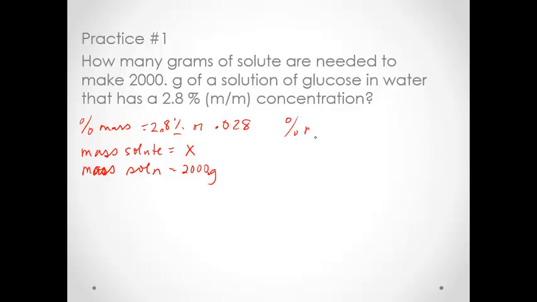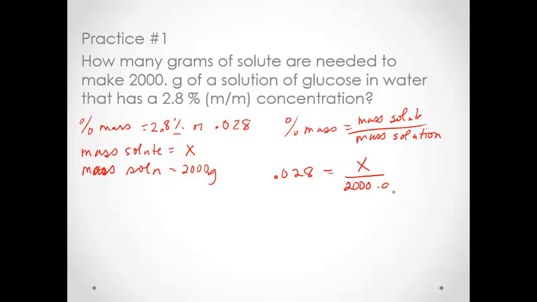Percent by mass is equal to the mass of solute over mass of solution. We can plug our numbers in, and we need to cross multiply again because we have x over 2,000 grams. If we cross multiply, we have the mass of our solute, which is glucose. 0.028 times 2,000 gives us 56 grams of glucose, which is how much we would need in order to have that 2.8% by mass.